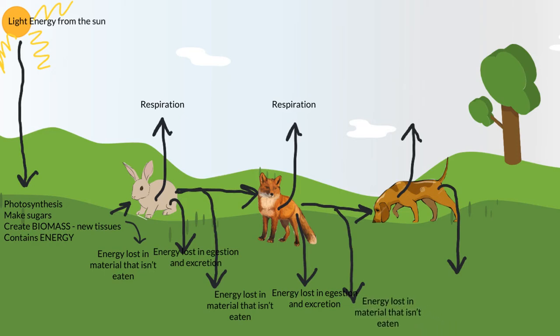The hound will have bits of the fox it won't eat, so there will be energy lost. There'll be respiration of the hound. There will also be energy lost in egestion and excretion. So all the way along this food chain, you have got energy losses at every point.